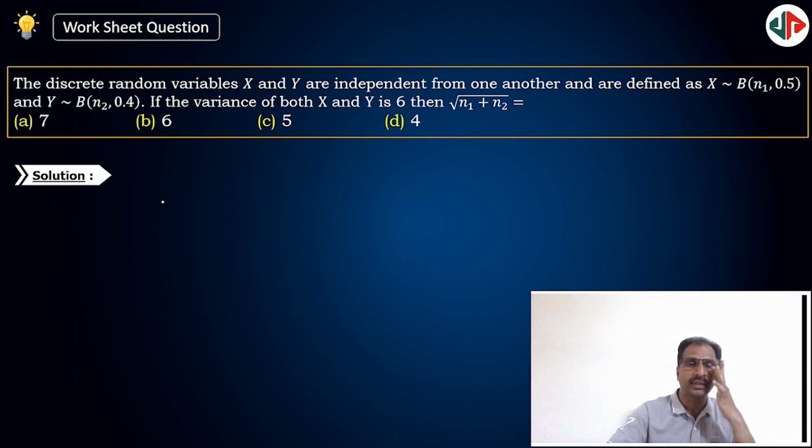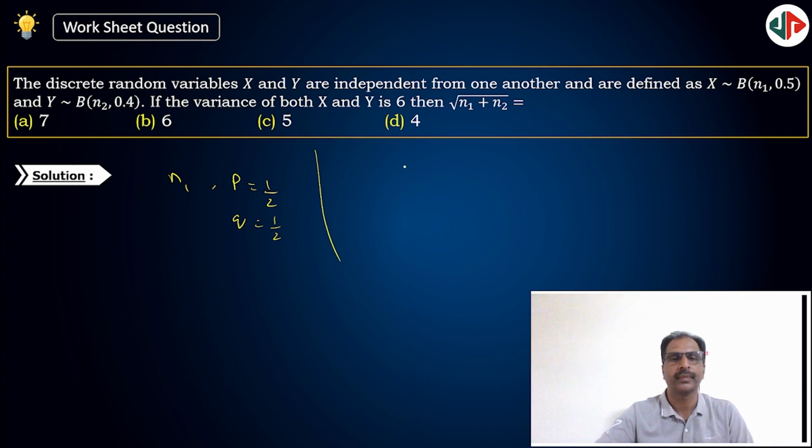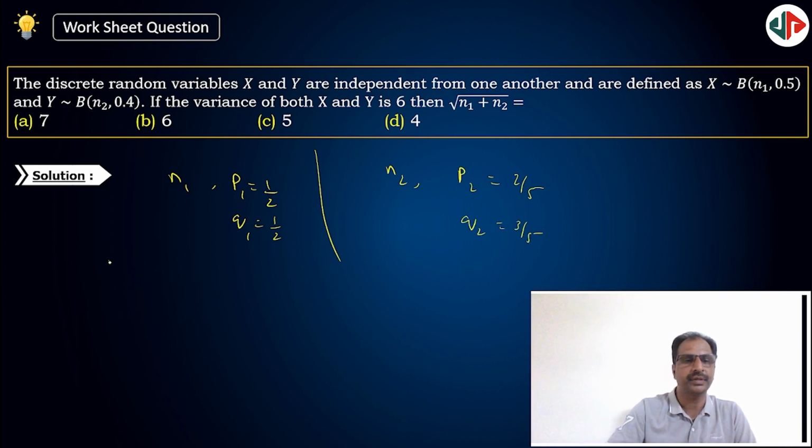Now the discrete random variables x and y are independent of each other, and they are defined as: x follows binomial distribution with parameters n1 and p is 0.5 here, so Q is also 0.5. And second, y follows binomial distribution with parameters n2 and, let's say, P2 is 0.4, which means 2 by 5. So Q2 will be 3 by 5. Now what is the variance here? nPQ: n1, P1, Q1, which means n1 by 4, which is given as 6. So n1 is equal to 24.